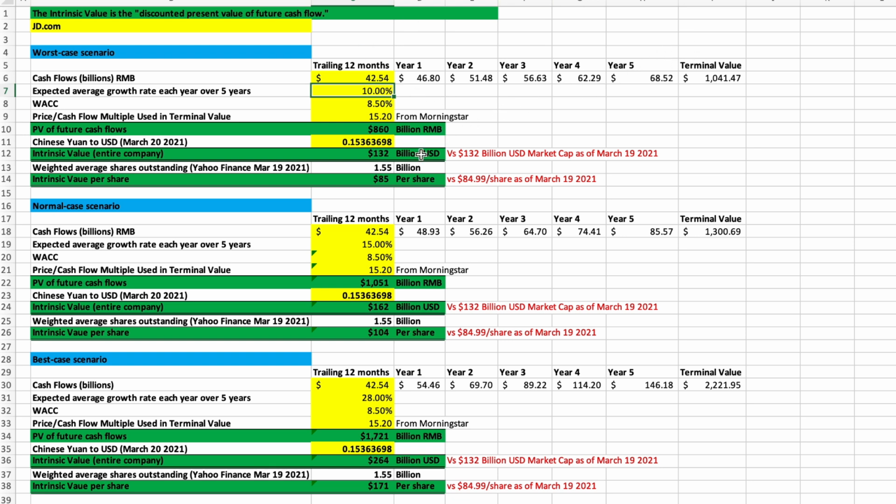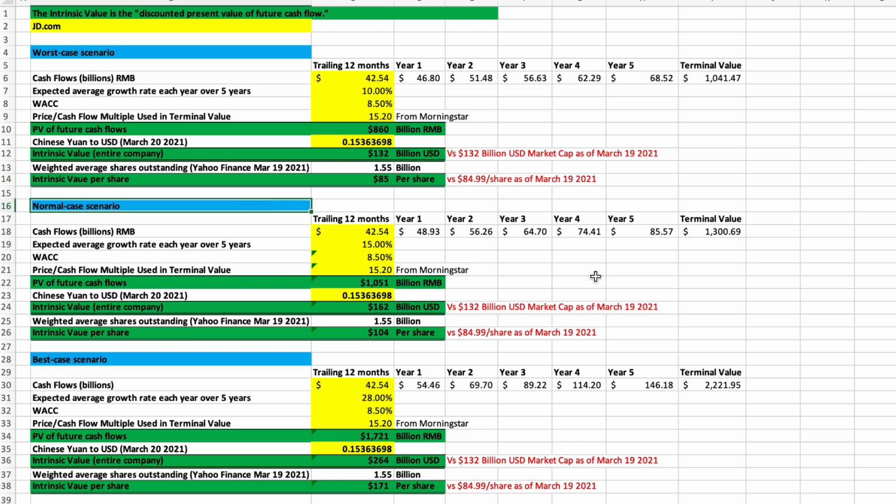If we discount all these cash flows to the present day using a discount rate of 8.5%, then the present value of future cash flow should be 860 billion RMB or 132 billion US dollars. This is actually the exact same 132 billion US dollar market cap as of March 19. And if we divide this intrinsic value by the shares outstanding, 1.55 billion, then the intrinsic value per share will be $85 per share, which is exactly the same as the current stock price as of March 19, 2021.